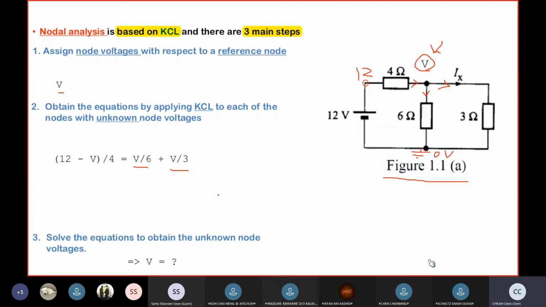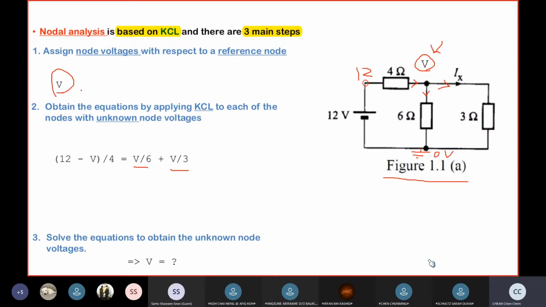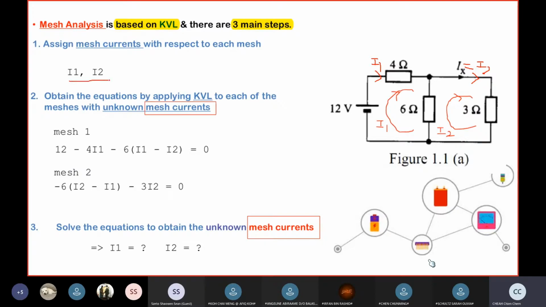You can also use mesh analysis to do it. When you assign mesh currents this way, take note that this is current I1, while this is current I2. So I2 is equal to Ix, which is what we want to solve. Unlike nodal analysis, where we have only one node voltage, in this case you have two mesh currents. So the number of unknowns may give you a suggestion on which method to use. Before you jump into solving it, you may want to take note of that, when the method is not specified.